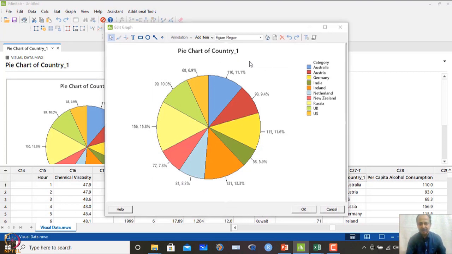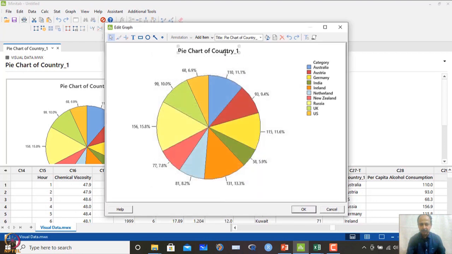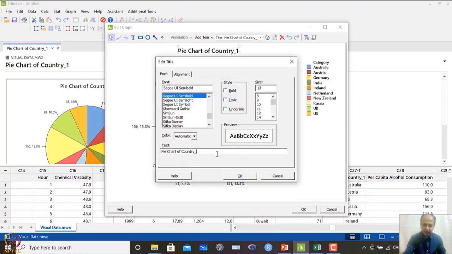So then I can change this graphical over here, and this name I can change over here. So this can be country. So I can change this one.